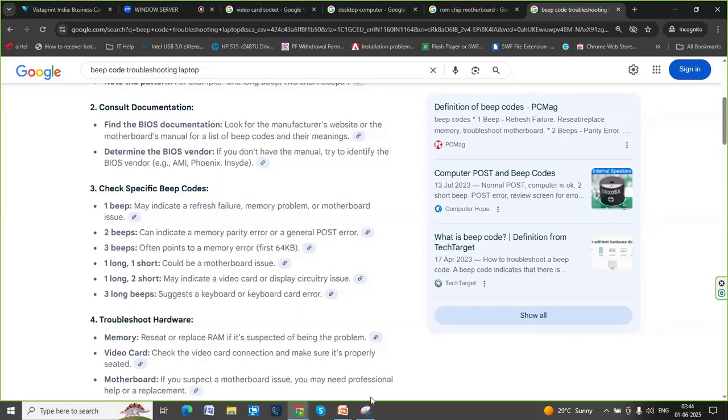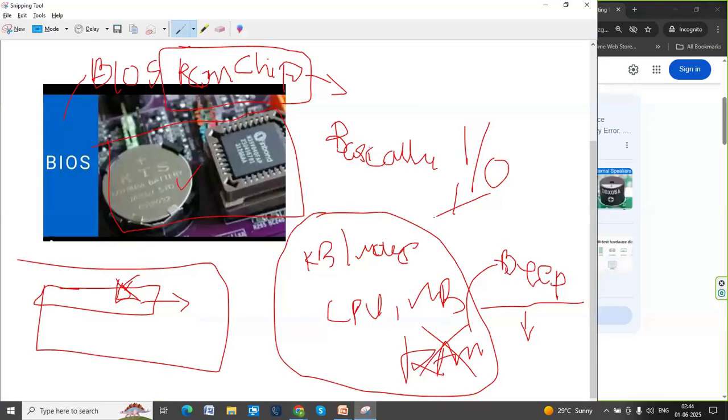Now, here we discussed basic input, and ROM will perform 2 tasks. One is called power on self test. That is called POST.